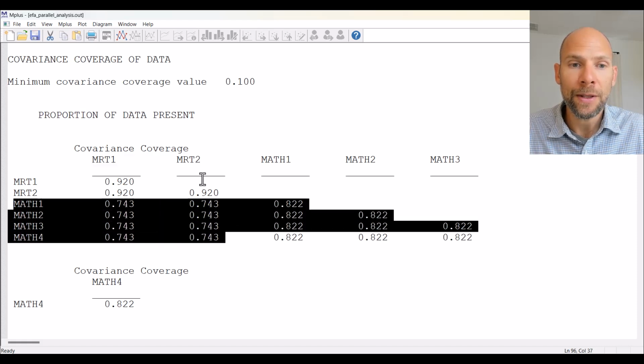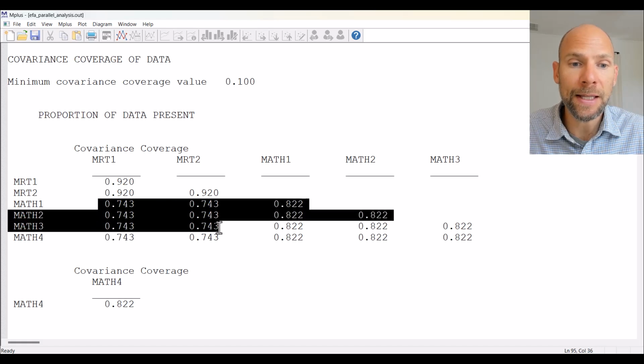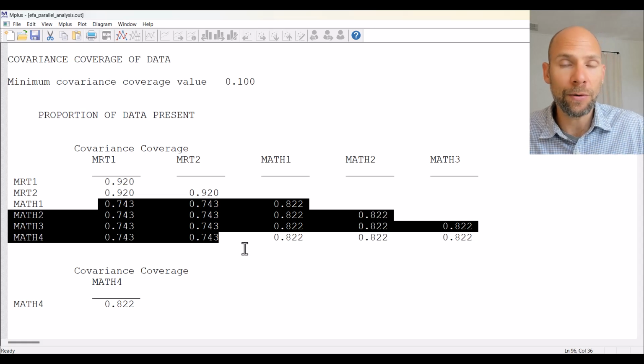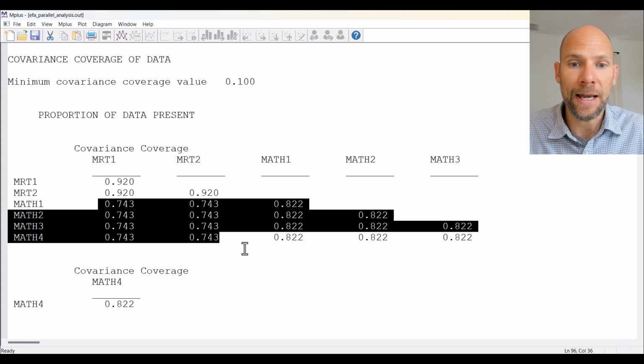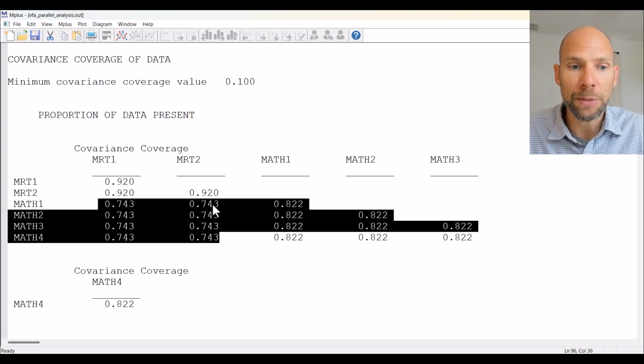So there was about a quarter of cases who did not provide data on either MRT or math test, and so then those individuals would be lacking for computing those covariances, but we still have 74%, and so that is pretty good. And 3/4 of our sample are available for those covariances at a minimum. All the other covariance coverage values are higher, so that looks good. So we don't have a problem with too much missing data here.